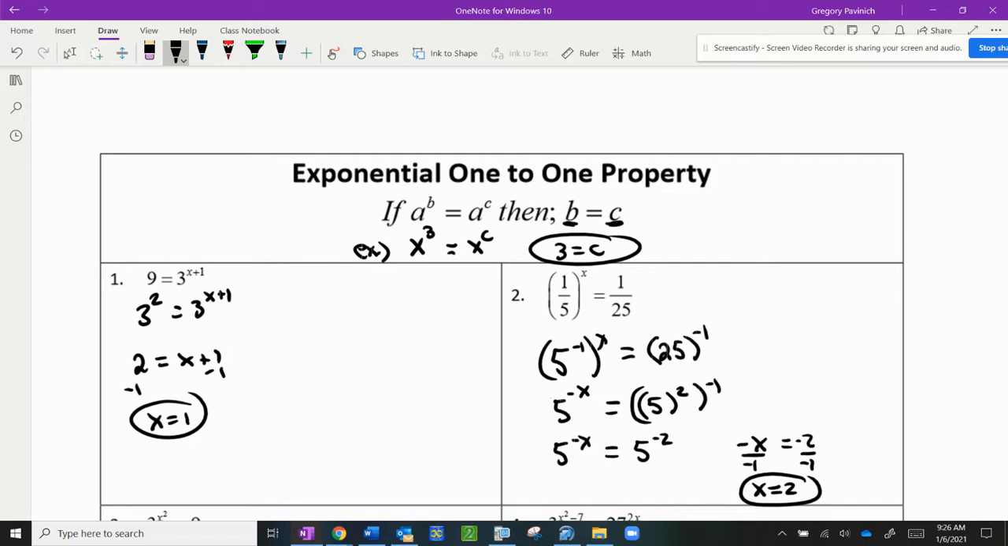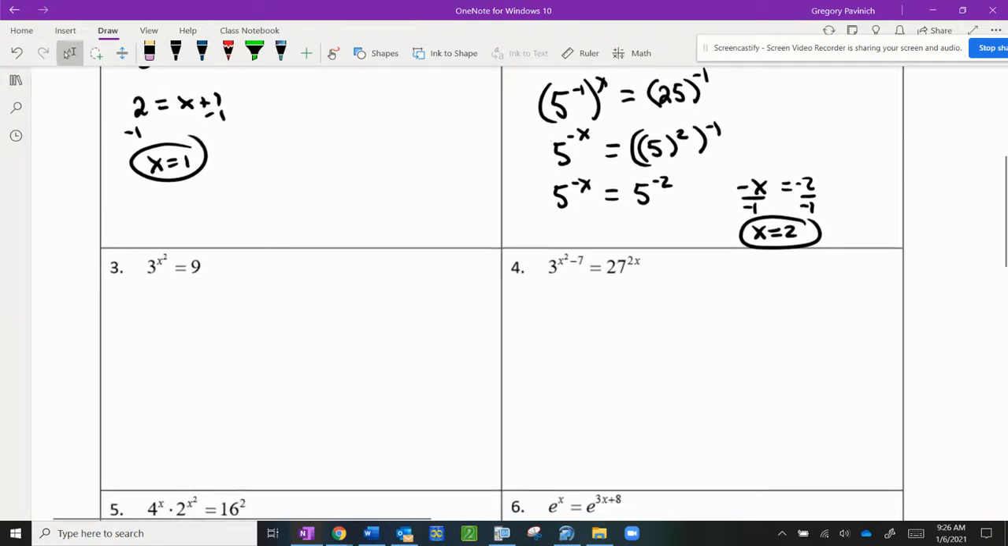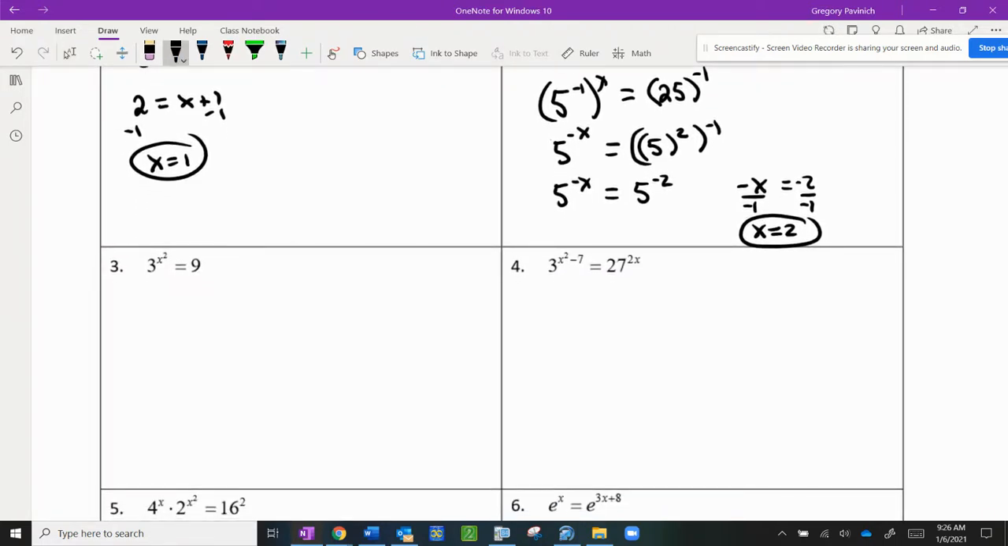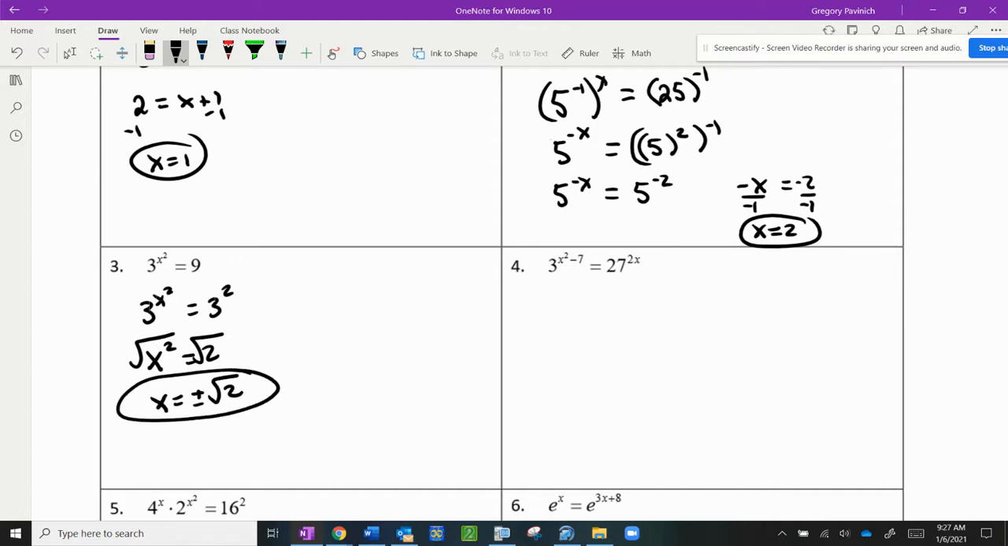I'm just going through the properties because some of them are more difficult and you can't do them with your mental math. Okay, number 3. I'm going to take 3 to the x squared. 9 can be written as 3 squared again. And then I'm going to set my powers equal to each other, and I'm going to solve. Don't forget a quadratic has two solutions. And there's my answer.